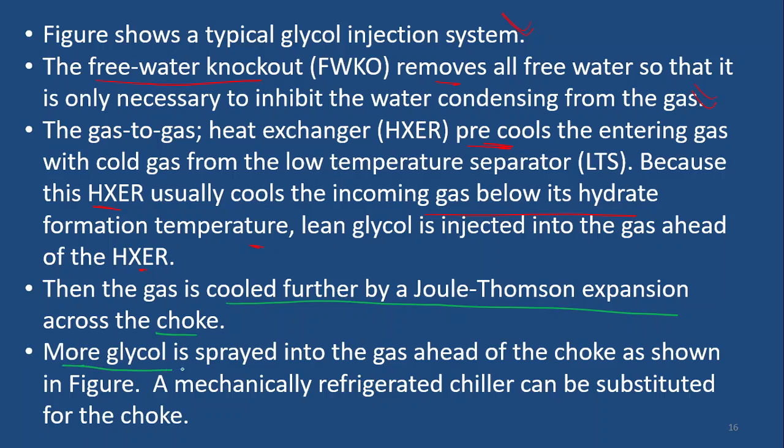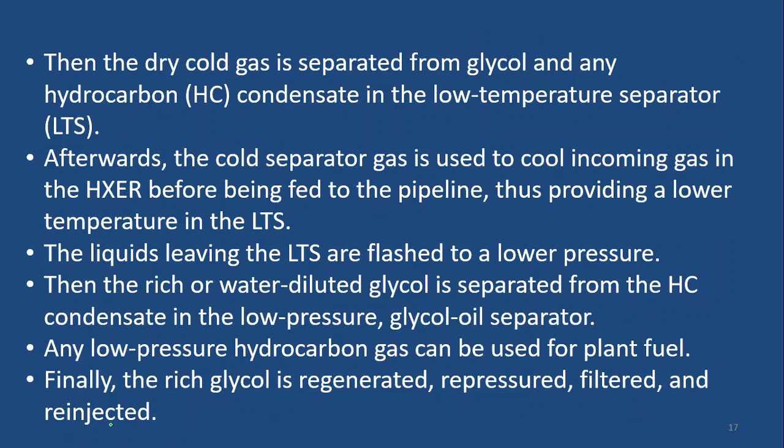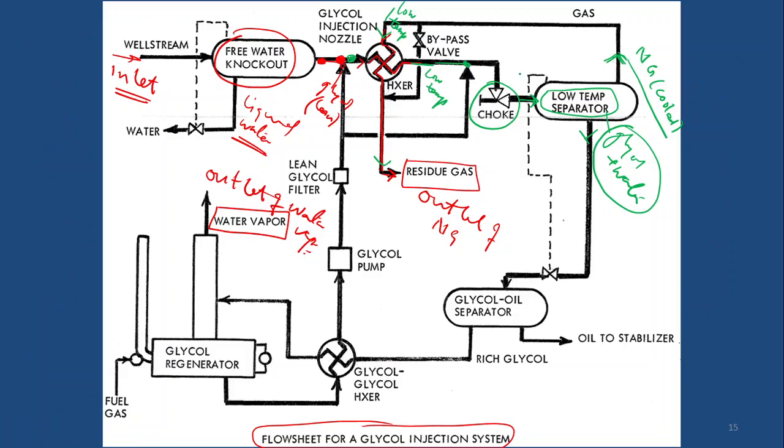So more glycol is sprayed into the gas ahead of the choke as shown in the figure. A mechanically refrigerated chiller can be substituted for the choke. Sometimes you can replace this choke with some refrigeration system, but you can go for the choke also. Now this glycol and water is being sent into the separator. That separator is the glycol oil separator.